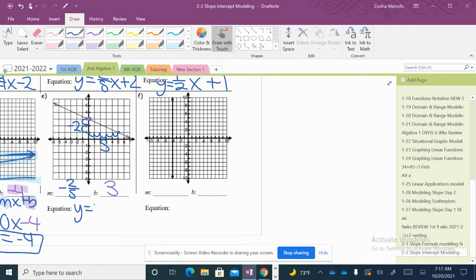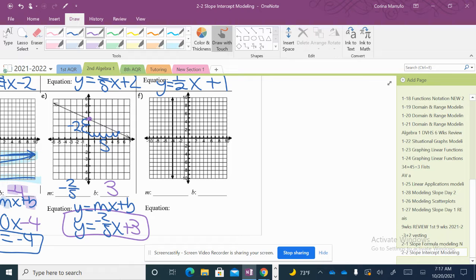So when I write this in the form of y equals mx plus b, instead of m, we're going to put -2 over 5 x, and then b is going to be 3, so plus 3. Okay, and then this next one.